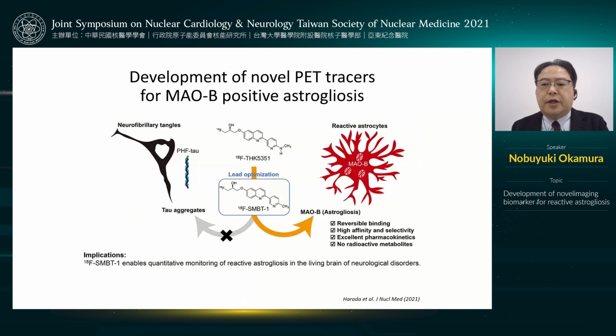To develop a selective PET tracer for monoamine oxidase B, we performed lead compound optimization towards selective monoamine oxidase B profiles and developed a novel PET tracer named SMBT1. This tracer is highly selective to monoamine oxidase B over other enzymes.